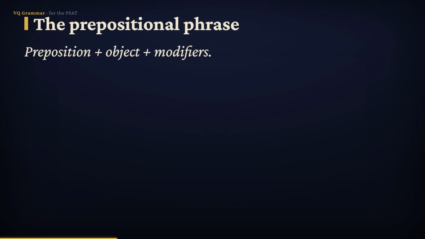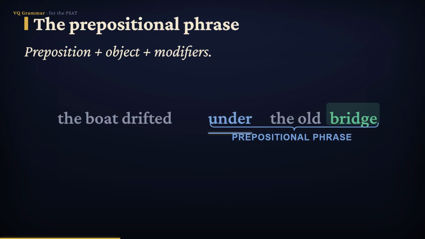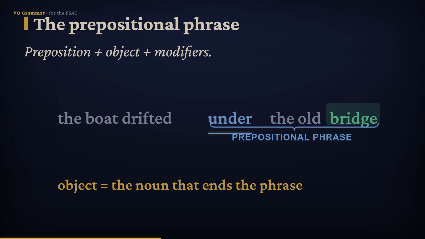Prepositions love company. A prepositional phrase begins with the preposition and ends with a noun or pronoun called the object. In between, you can have modifiers. Look here. The boat drifted under the old bridge. The phrase starts with under, the preposition. The little word the and the describing word old are modifiers. And it ends with bridge, the noun. That ending noun is the object of the preposition.